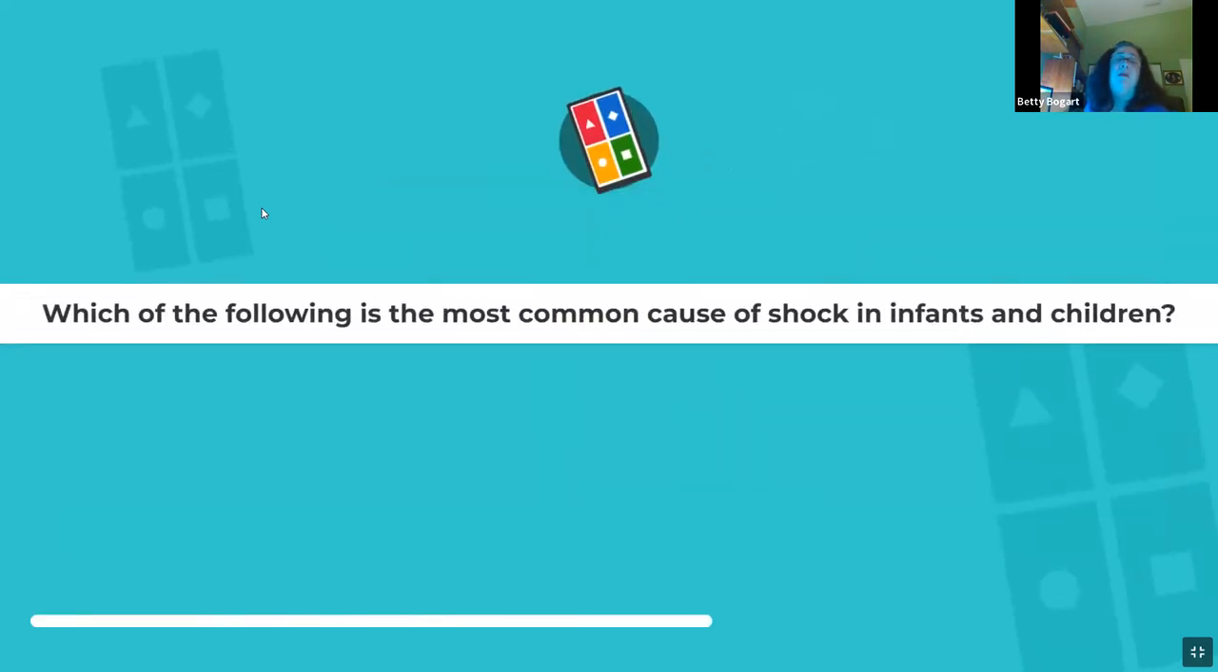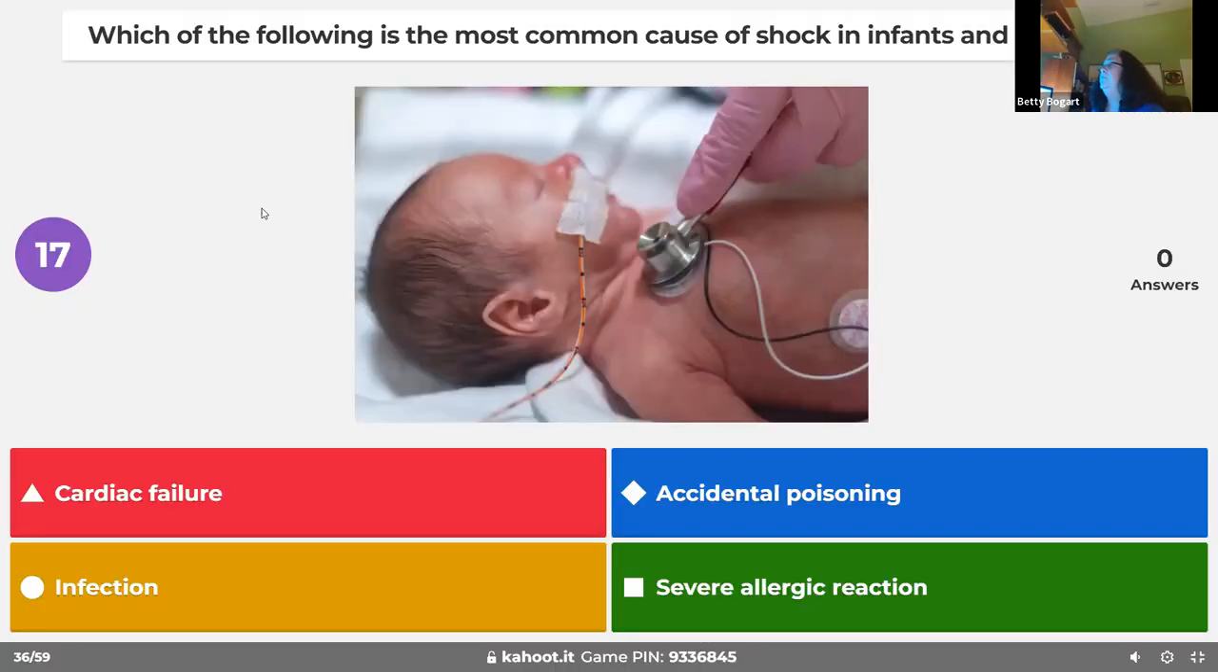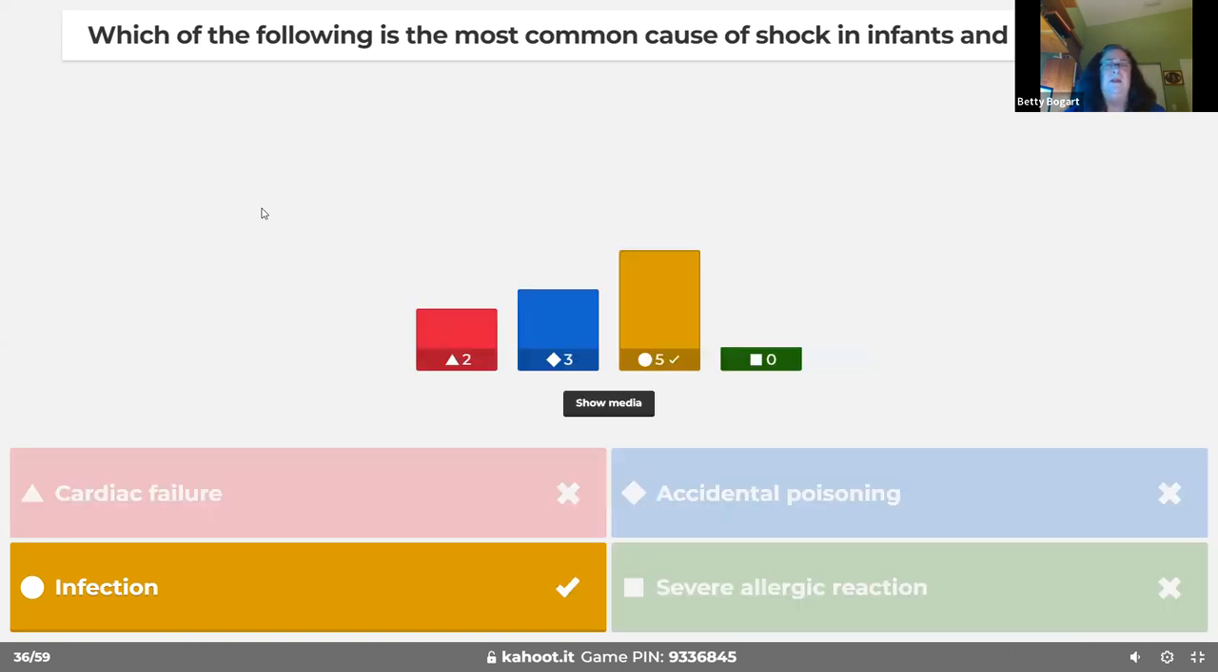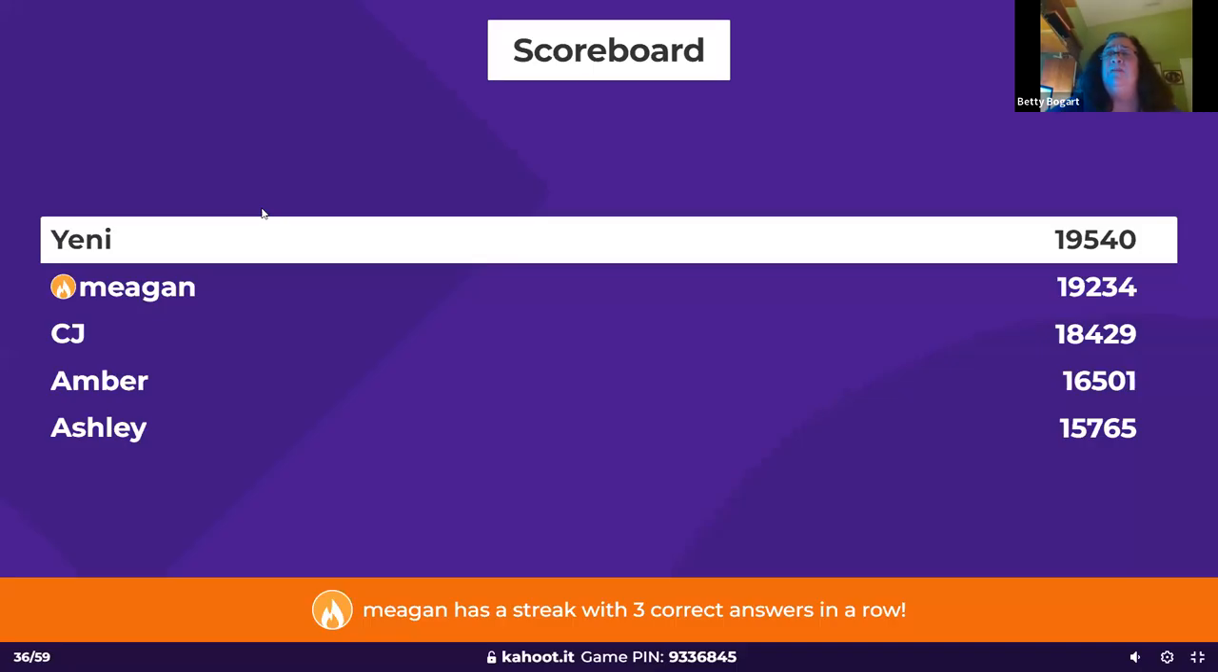Which of the following is the most common cause of shock in infants and children? Remember, children, infants, what do we know? They've got these very brittle immune systems because they're not built yet. Infection is the biggest cause of shock in infants and children.